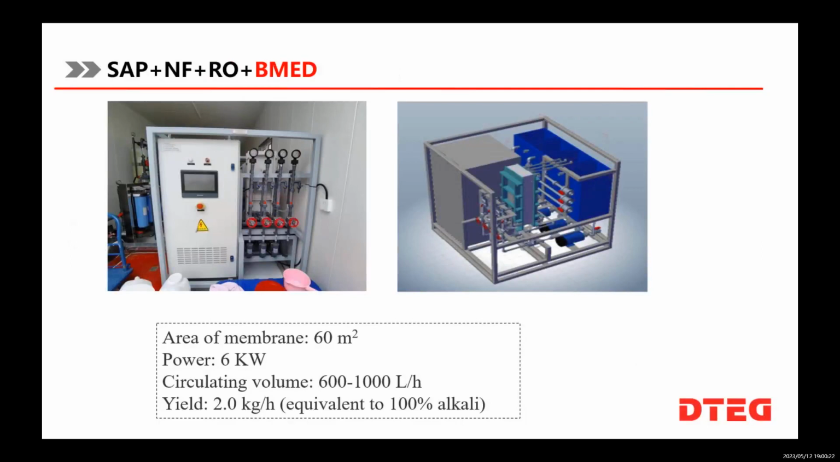Here is a photo of BMED we used at the site of the thermal power plant. The circulating volume is 600 to 1000 liter per hour. Yield is 2 kilogram per hour.